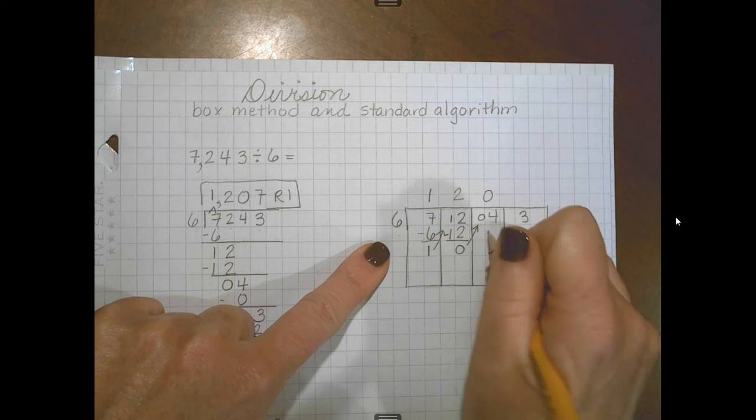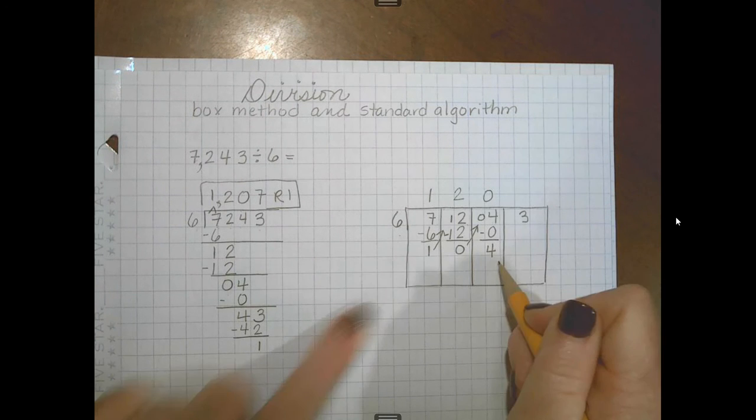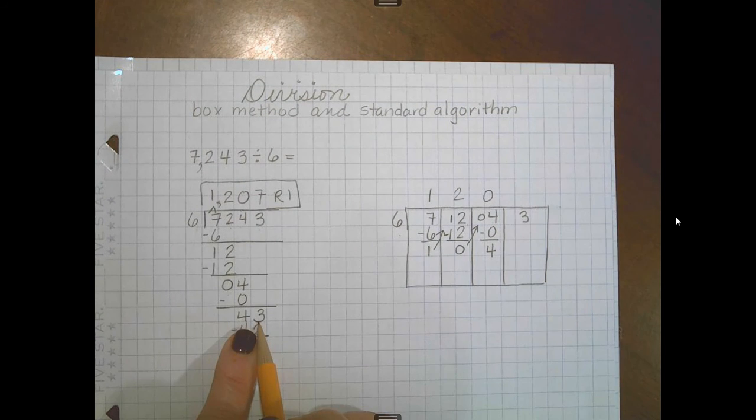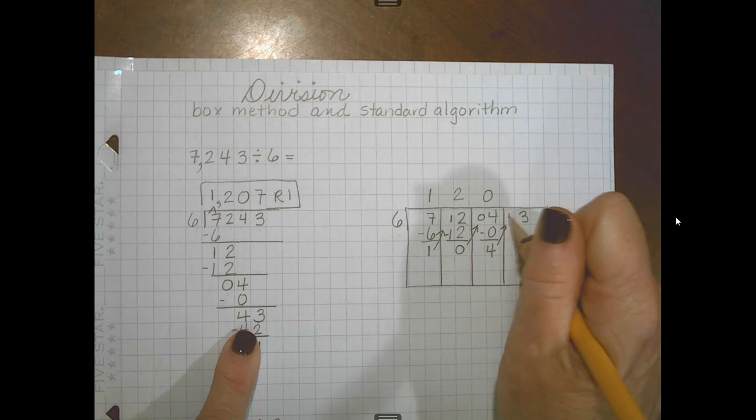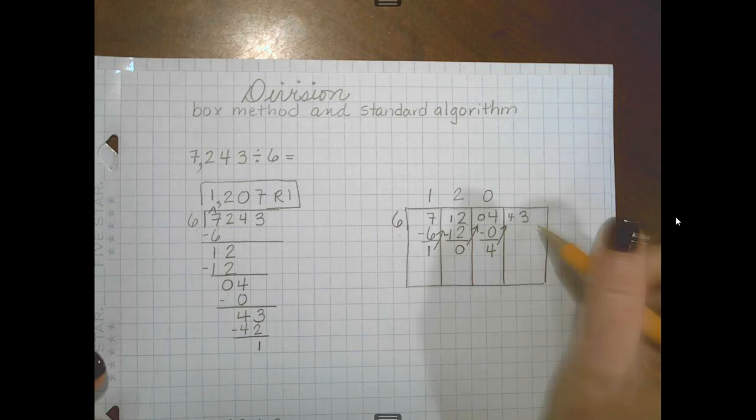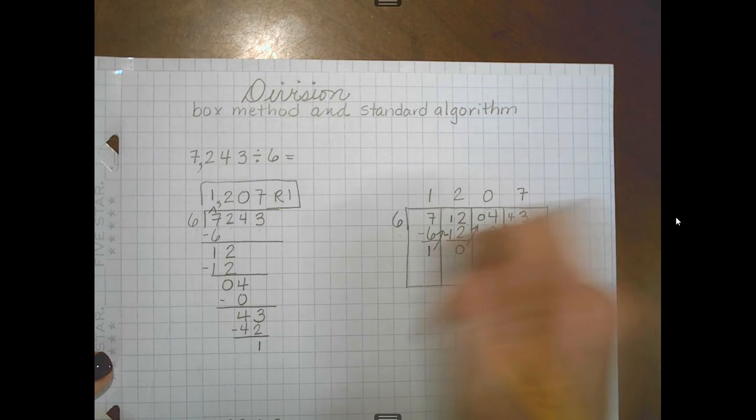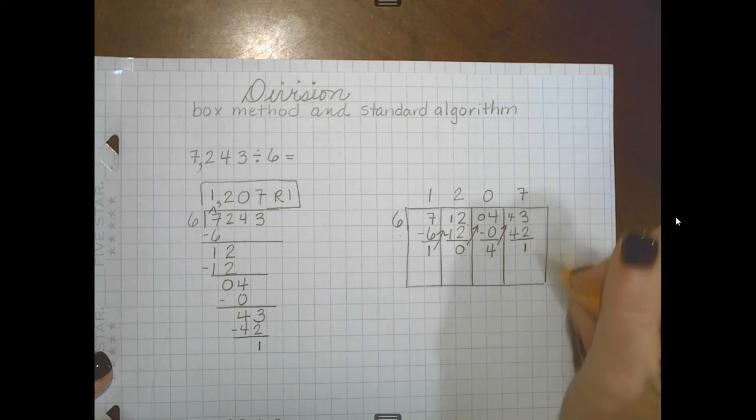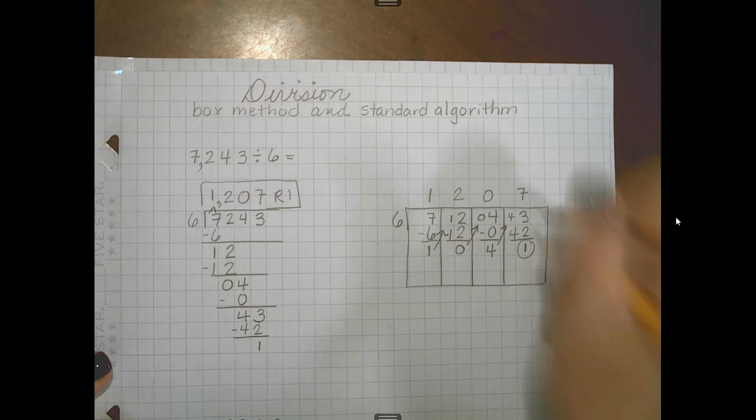0 times 6 is 0. Again, you have that 4, but instead of bringing that last digit down from the dividend, you are bringing it up. Then 6 will go into 43 7 times because 7 groups of 6 is 42. And here's that remainder. There's nowhere else to pull it up, so this right here is your remainder.